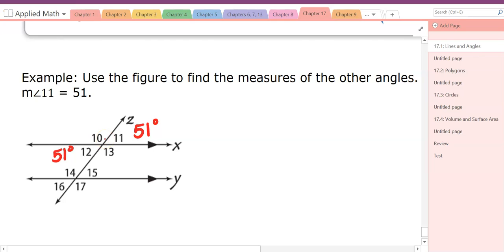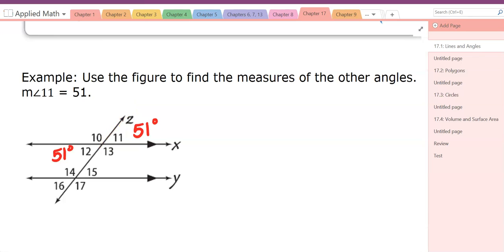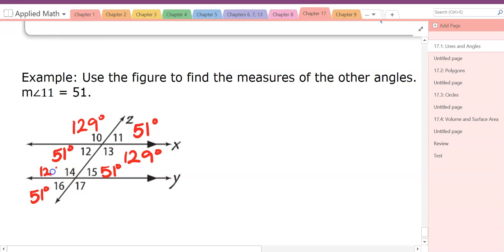10 and 11, you see how they're next to each other? They share this common side right here. They're going to be supplementary because they form a straight line. So what's 180 minus 51? 129. So angle 10 is going to be 129, which means that angle 13 is also going to be 129 because 10 and 13 are vertical. Now the same thing is going to happen down at the bottom here. So 11 and 15 are called corresponding because 11 is on the outside, 15 is on the inside. Corresponding angles are congruent to each other. So 15 is also going to be 51, which means 16 is 51. 14 and 17 have to be 129.